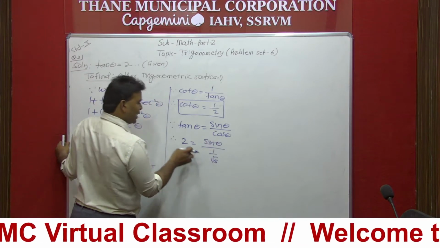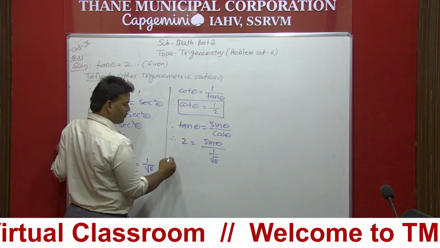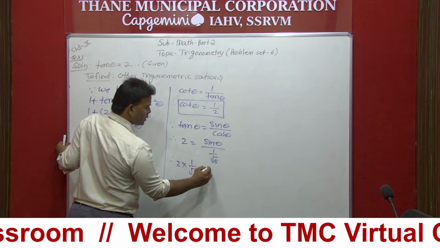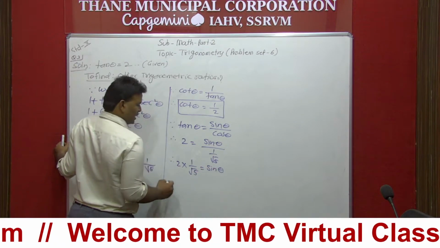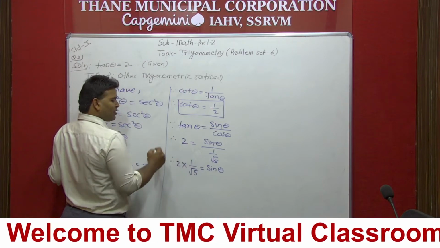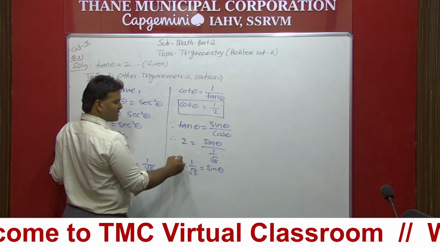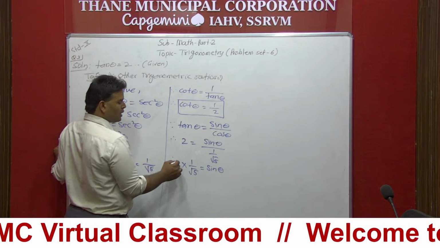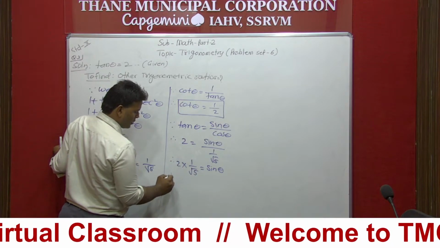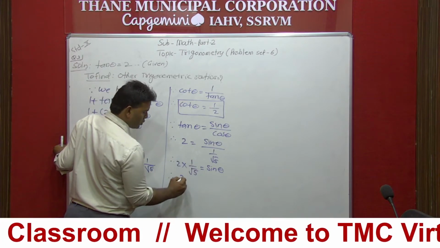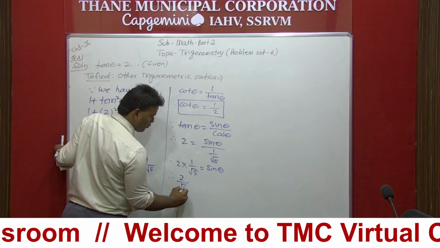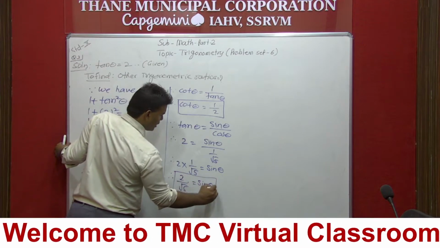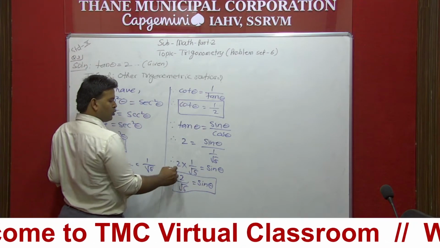1 upon root 5 will get cross multiplied with this. So what happened here? 2 into 1 upon root 5, that is equal to what? Sin theta. So here this 2 will get multiplied with 1 only, not with this, because they have the division relation, so they will get cancelled. But here the cancellation is not possible. That's why 2 will get multiplied with 1. So 2 ones are 2 upon root 5. That is equal to sin theta. Here sin theta ka value is 2 upon root 5.